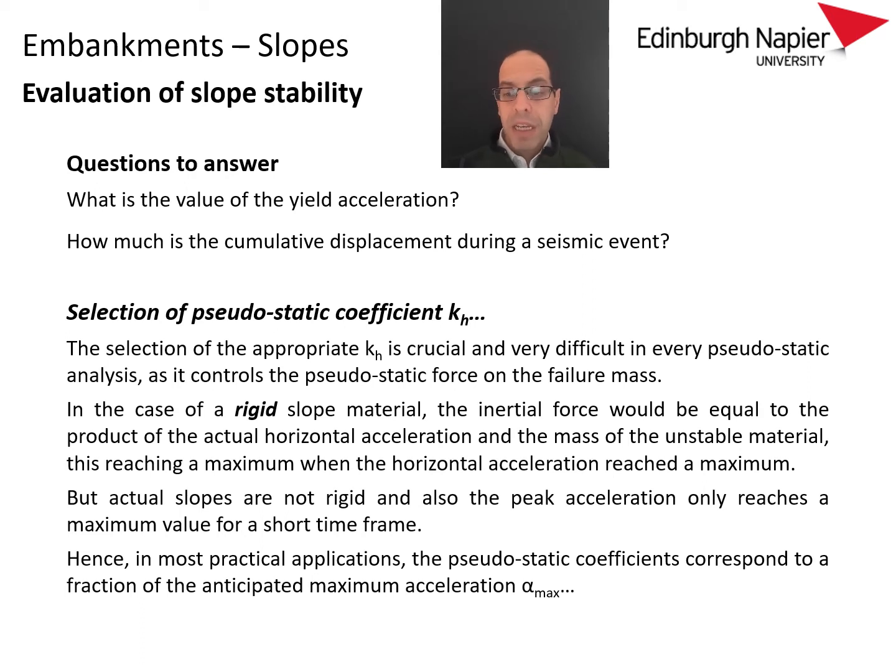So what we do under practical applications to solve those two questions is that the pseudostatic coefficients KH and KV that we use in pseudostatic dynamic analysis are simply a fraction of the anticipated maximum acceleration, and hence a proportion of the critical acceleration too.